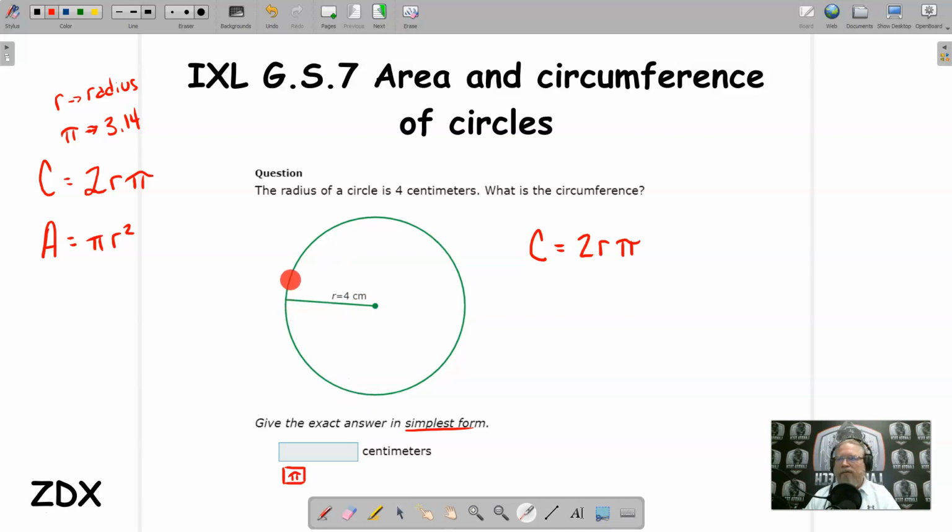You can almost picture just spinning this thing around. It's going to be the same length, and the end of that line is always going to be right on the circumference of the circle. It's the same length all the way around. That is indeed the radius.